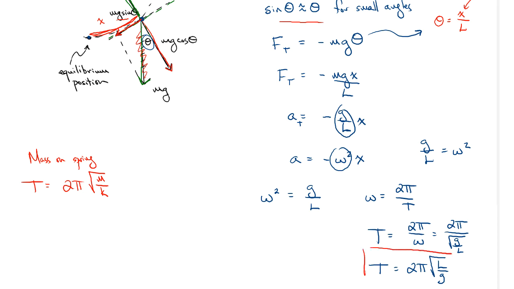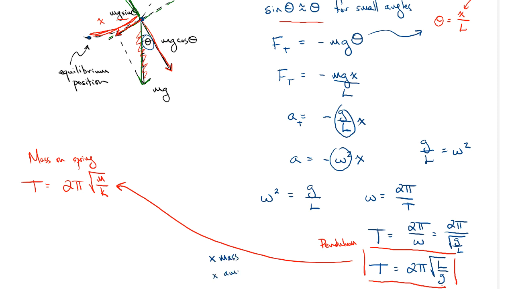And this result, which looks very similar to the result for a mass on a spring, but this one's for a pendulum, tells us that the period of a pendulum doesn't depend on its mass and doesn't depend on the amplitude with which you perturb it from equilibrium, as long as you don't perturb it by too much to break it out of this simple harmonic motion model.